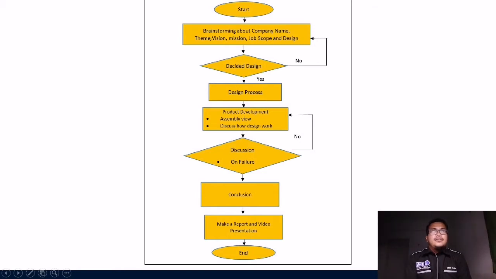Alright, next, we do discussion after we are done with product development. In this part, we discuss structural analysis and how to improve the design. If there is any improvement, we must go back to product development. If we don't have any problem, we go to the next part.